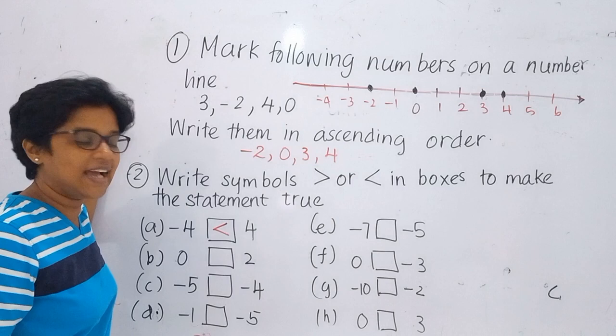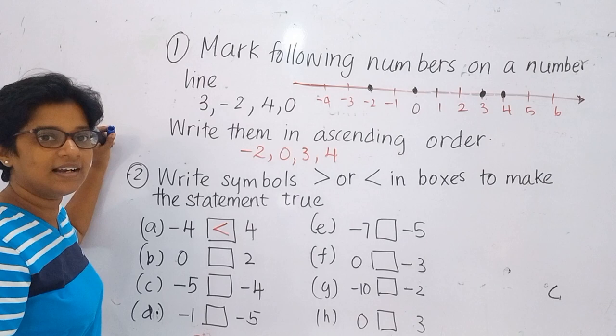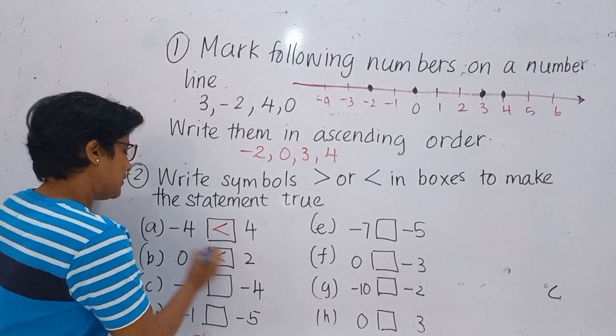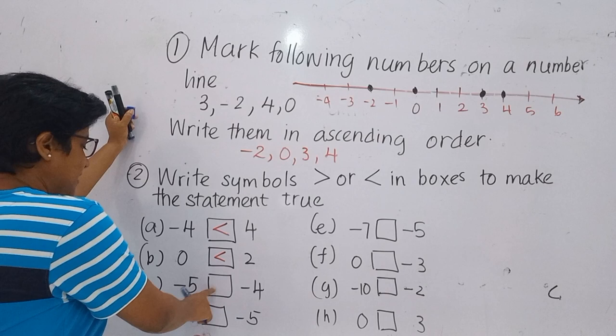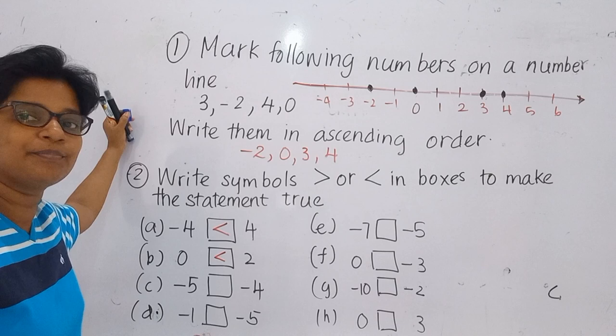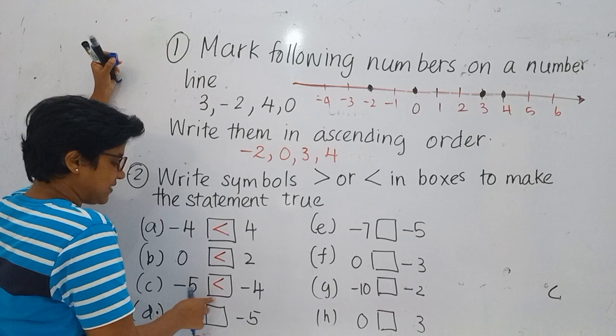B. Jalini, please tell me what is the answer for B? 0 and 2 are there. Then 0 is smaller than 2. Then the next question will be given to Dion. Dion, please tell me what is the relevant symbol here? Negative 5 is? Less than negative 4. Very good. Negative 5 is less than negative 4.